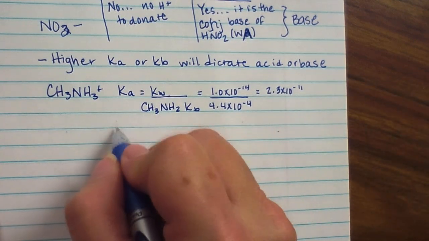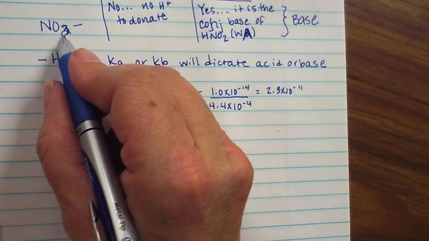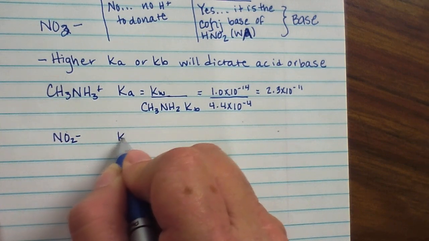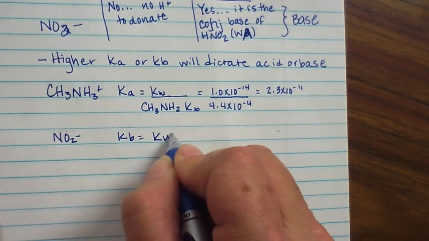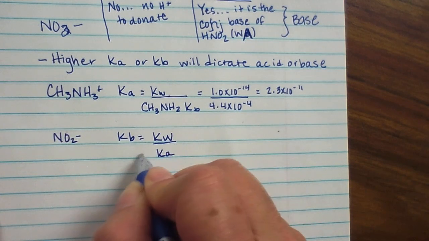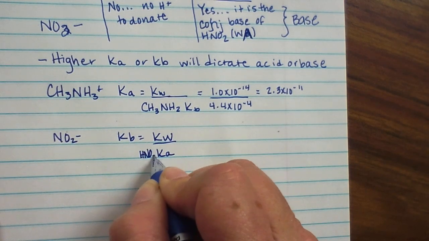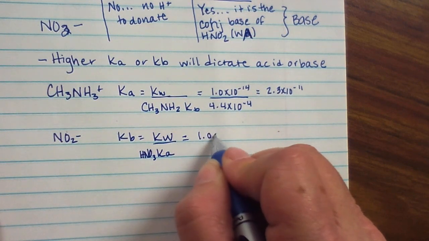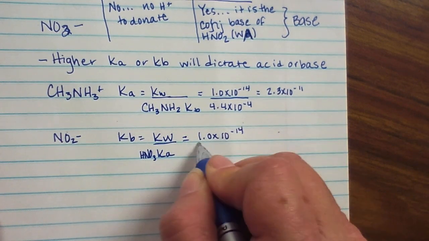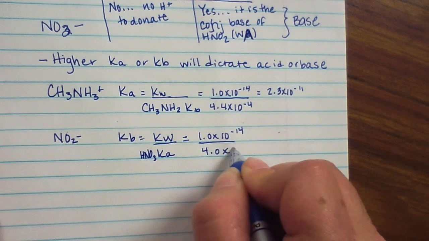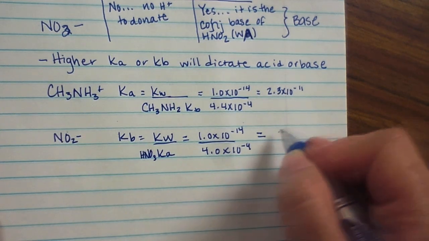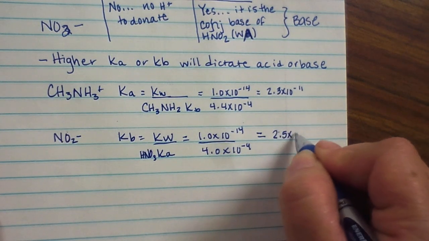Next, I'm going to find the Kb for my NO2 minus. I'm going to look for my Kb, which is my Kw over my Ka of HNO2. So that is equal to 1.0 times 10 to the minus 14 over 4.0 times 10 to the minus 4. And that is equal to 2.5 times 10 to the minus 11.